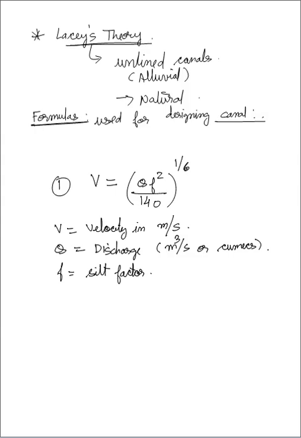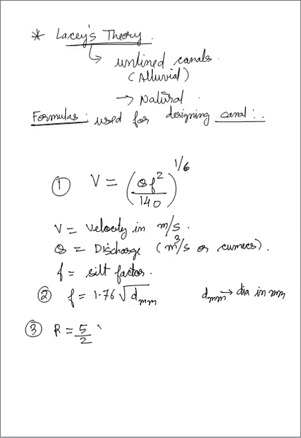Now to find the value of f, we have another formula. f is equal to 1.76 under root d mm, where d mm is the diameter in mm. Then next, R is equal to 5 by 2 V square by f. Okay, so what is R? R is your hydraulic mean depth.